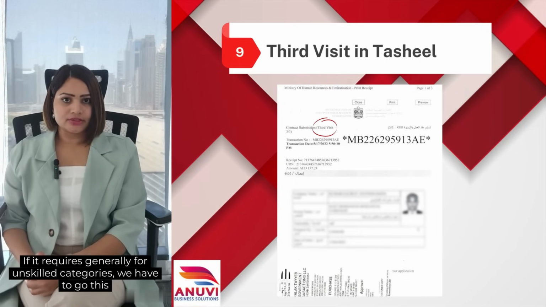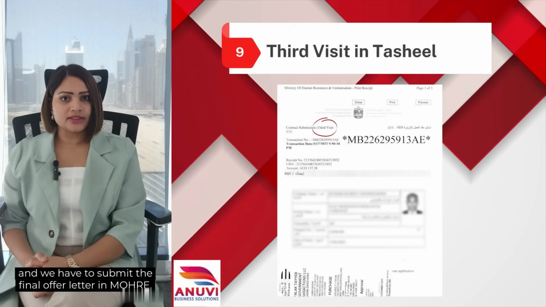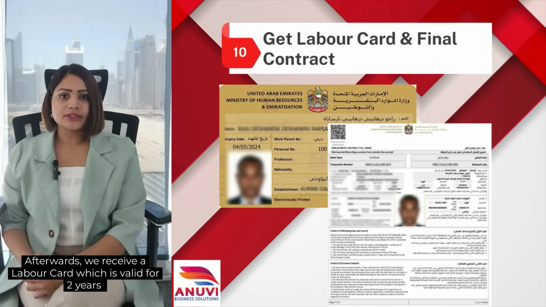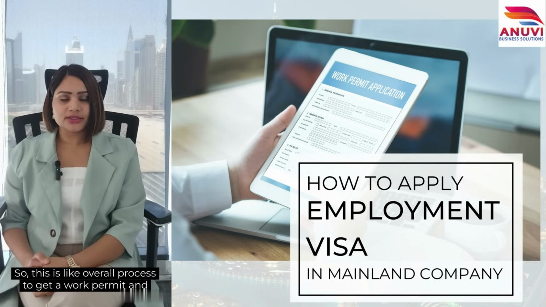It is generally required for unskilled categories that we have to attend a training, which is a kind of workshop in Tawzeel, and we have to submit the final offer letter in MOHRE. Afterwards we receive a labor card, which is valid for 2 years, and a final employment contract. So this is the overall process to get a work permit and employment residence visa for employees in the UAE.